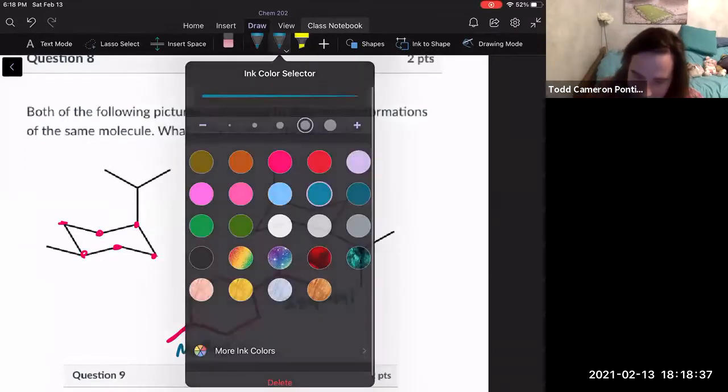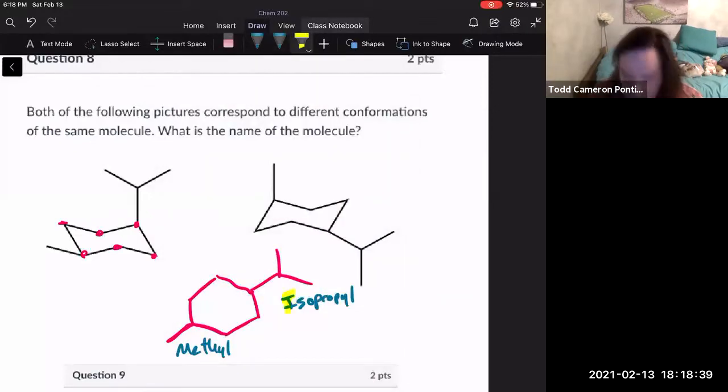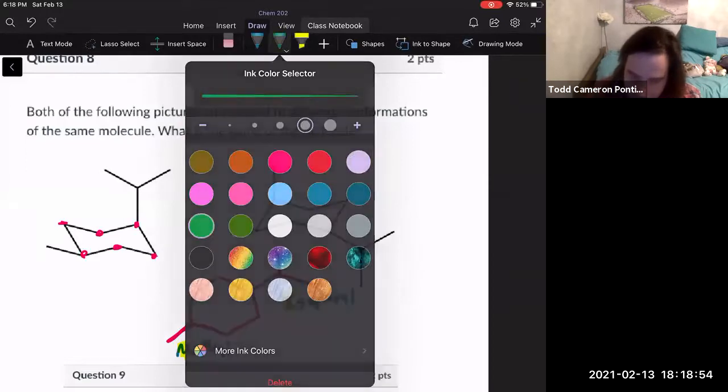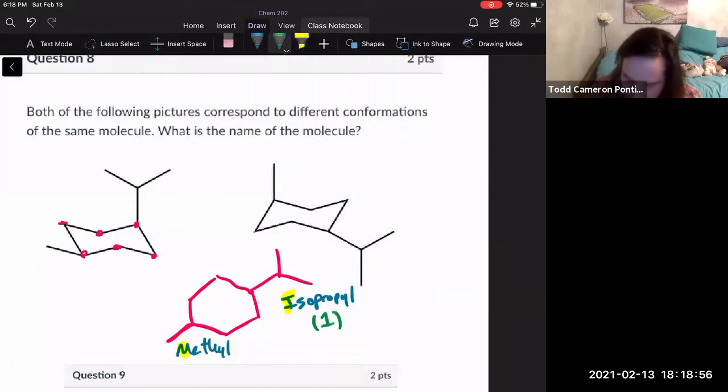And remember, isopropyl is the only substituent that we use the I for. Otherwise, if something is dimethyl, we would use the M from methyl. If something is tert-butyl, we use the B from butyl, etc. So putting these in alphabetical order, isopropyl is going to come first, methyl is going to come second.